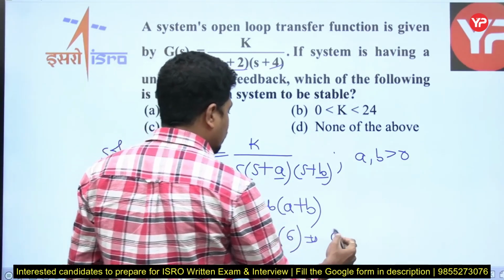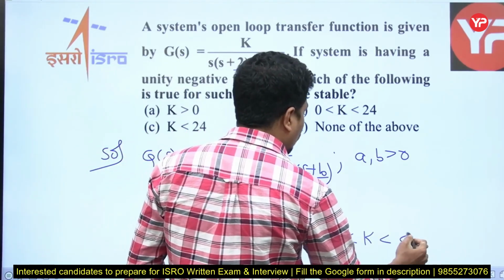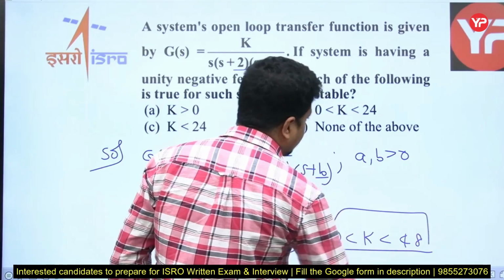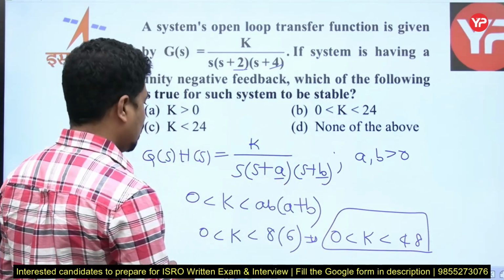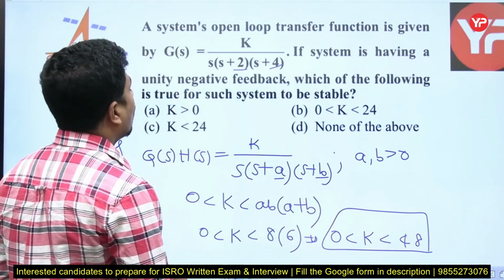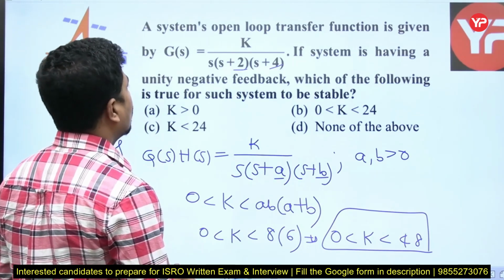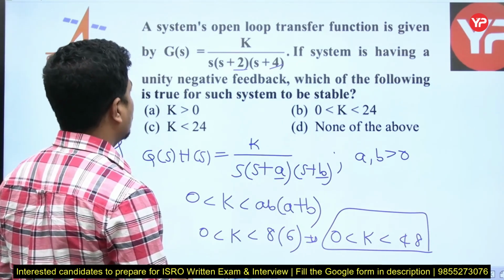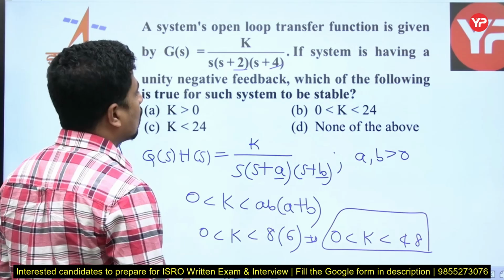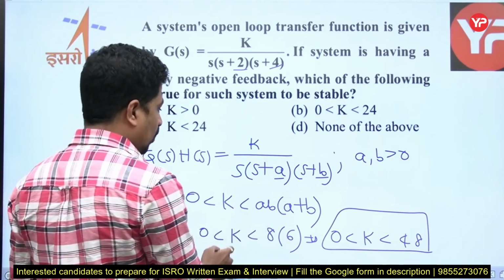That implies 0 less than K less than 48 is the answer. 48 is the answer. Any mistake I committed? 4 into 2, 8. 4 plus 2 is 6. So options are not there. Yes, options are not matching. Yes, but ours is correct only.